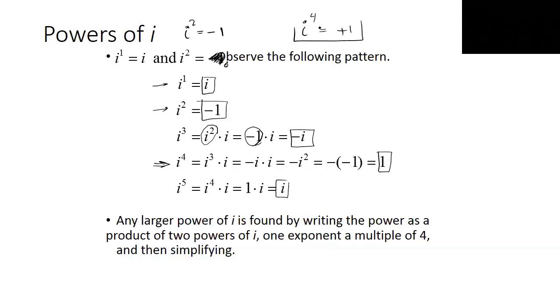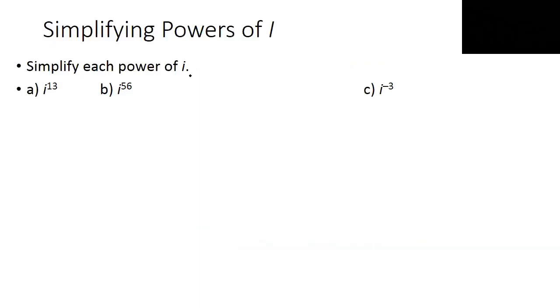Because remember I said i to the power of 4 is equal to 1. So we're going to use this i to the power of 4 to reduce or simplify the higher powers of i. Let's take a look at these examples here. If I want to write what i to the power of 13, or i to the power of 56, and i to the power of minus 3 is, what we do is, the first one, we have i to the power of 13. Okay, let's see how we come up with all this calculation here.